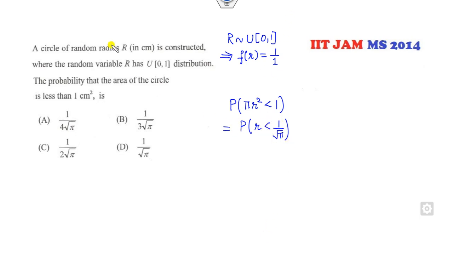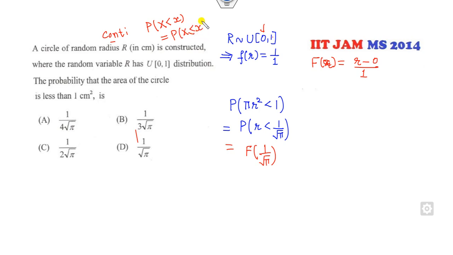Now since it is a continuous random variable, you can always write this in terms of the CDF. So what is the CDF of this R? It is (R minus the lower limit) divided by (upper minus lower). So I can write this as the CDF at 1 by root pi. Remember that because this is a continuous random variable, the probability that X is less than small x is the same as X less than or equal to x. So what is the right answer? I can substitute here. 1 over root pi is the correct answer of this problem.